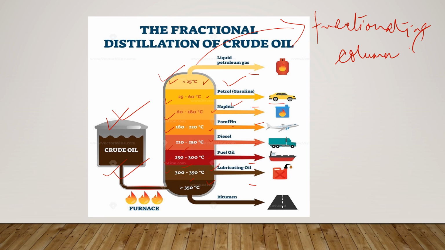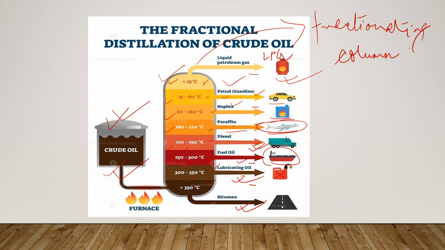So let's move on to the next column. You can see that this is liquid petroleum gas, that is LPG, which we use as our gas cylinder. This is petrol or gasoline. This is naphtha. Then comes paraffin, which is used as a fuel in airplanes. Then comes diesel. Then comes the fuel oil. Then comes lubricating oil, and last is the bitumen. So these are all products of fractional distillation.